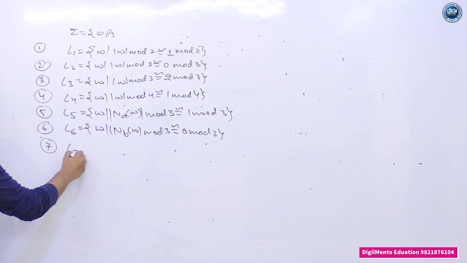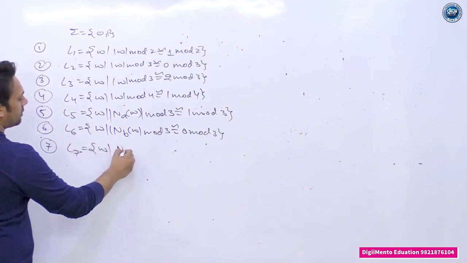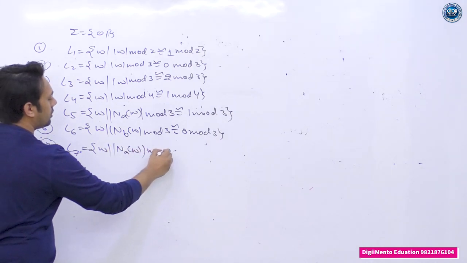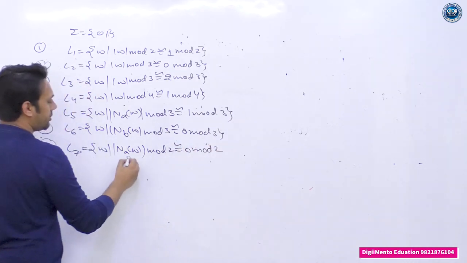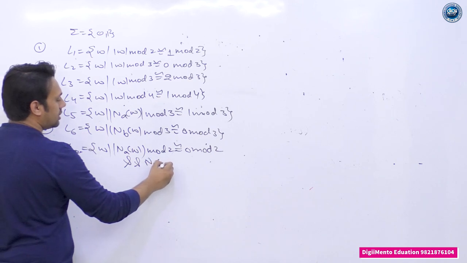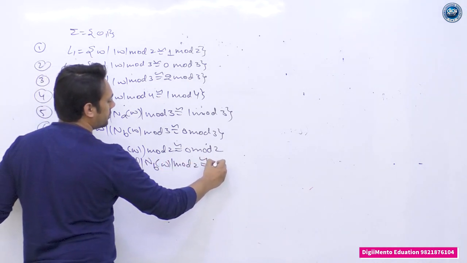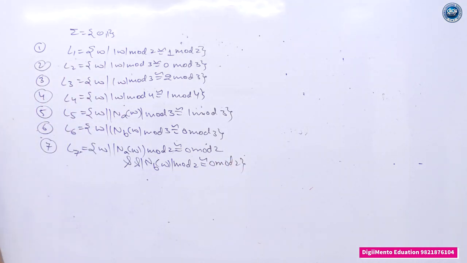Seventh is L7, W such that number of A in W mod 2 is congruent to 0 mod 2, and number of B in W mod 2 is congruent to 0 mod 2. So let us solve these 7 problems first of all. Let's do all 7 problems, and then we will look at more problems in our sessions. Okay.